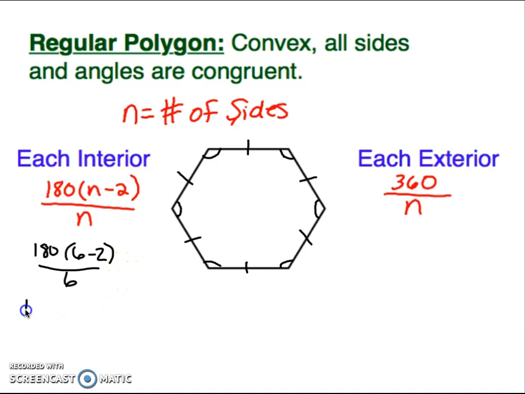So we could write 180 times 4 divided by 6, and we know that that would equal 120.